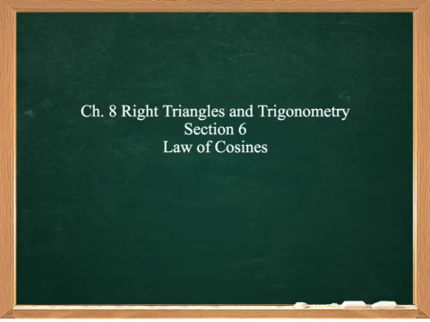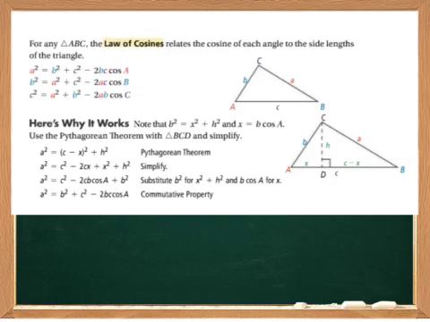Section 6 is the law of cosines. For any triangle ABC, the law of cosines relates the cosine of each angle to the side lengths of the triangle. So a squared equals b squared plus c squared minus 2bc cosine of A. It's a long formula, but you need to memorize them. b squared equals a squared plus c squared minus 2 times a times c times the cosine of B.